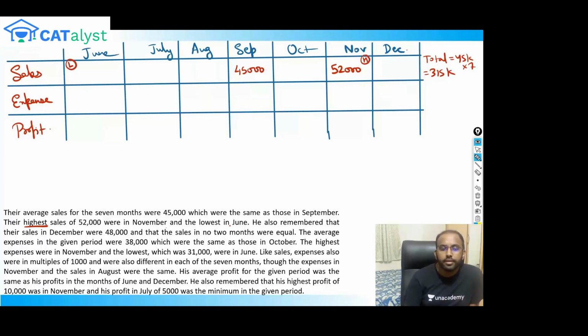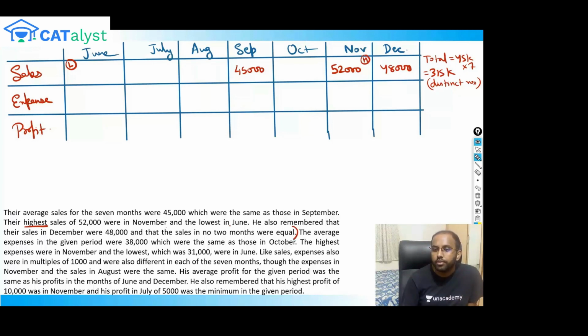He also remembered that their sales in December were 48,000 and the sales in no 2 months were equal. That means all are distinct data. We'll just put this point here that all are distinct data. I'll just write here distinct numbers. Fine. Now let's move forward.